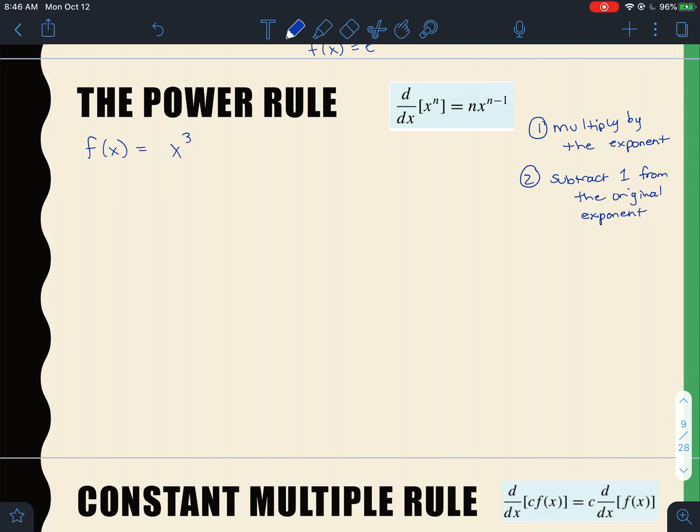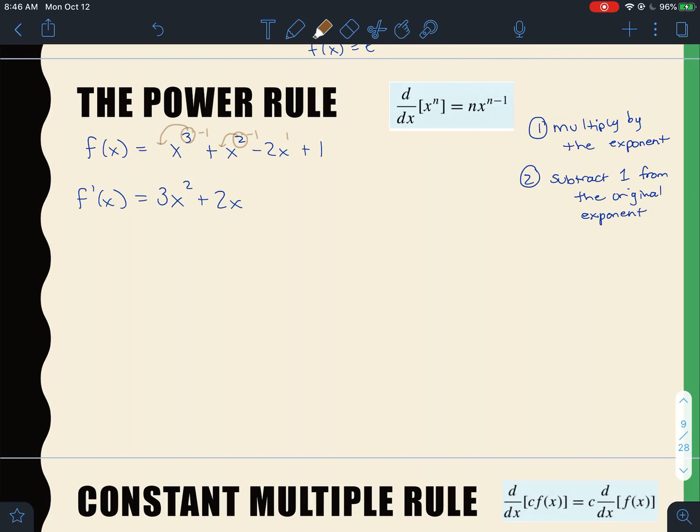So for instance, if I have f of x equals x cubed plus x squared minus 2x plus 1, the derivative of this would be, the derivative of x to the third is you multiply by the exponent, and then you subtract 1 from the exponent. So this would be 3x squared. So the derivative of x to the third is 3x squared. The derivative of x squared, well, multiply by the exponent and then subtract 1 from the exponent. So this would just be 2x to the first.